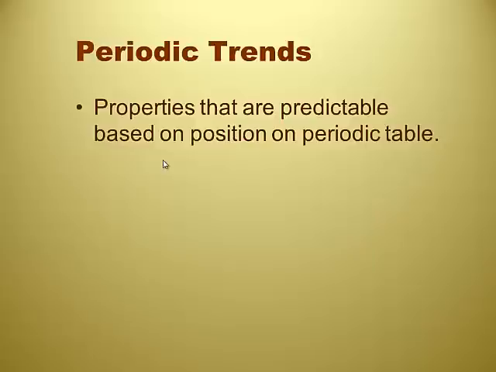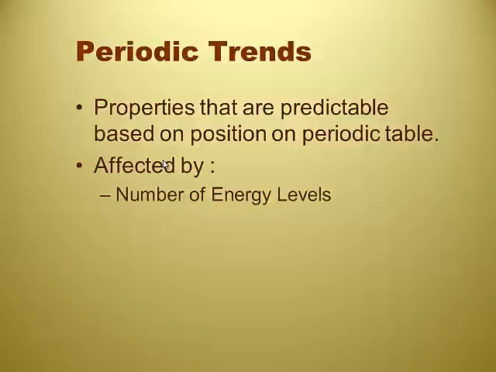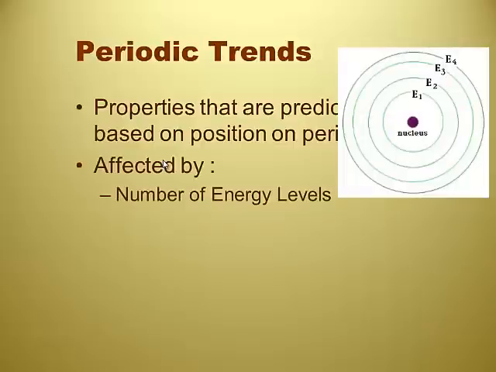Alright, so periodic trends are properties that are predictable based on an element's position on the periodic table. Makes sense. They're affected by a few things. One, they're affected by the number of energy levels that an atom has. Yeah, because the energy levels go 1 through 7. Right, so basically you're thinking about how many clouds are around it.